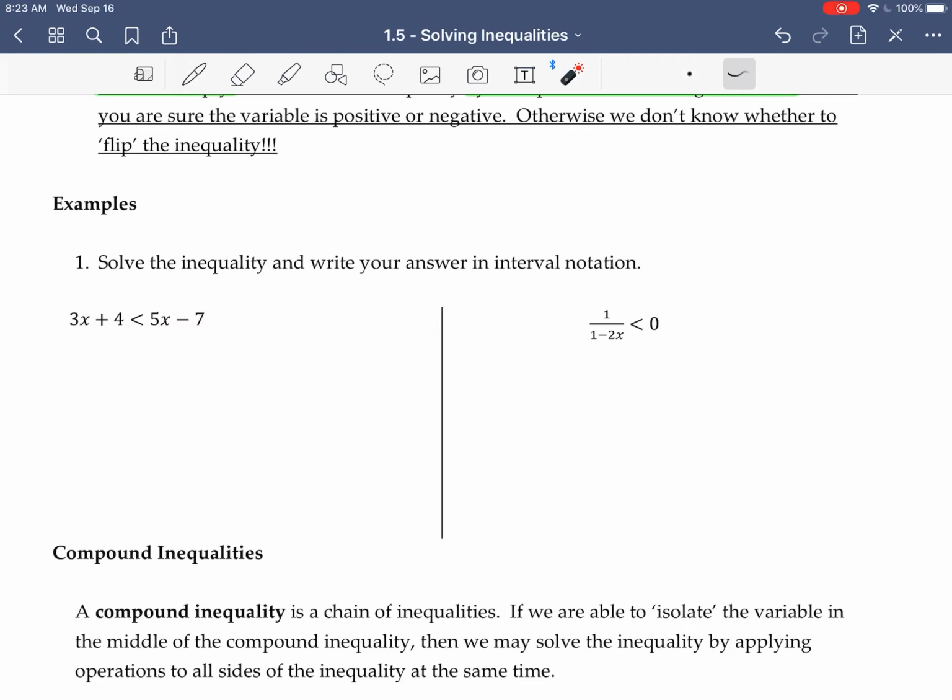Okay, so I want to solve for x. So what I want to do is put x's on one side. So let's subtract 3x on both sides, because that's going to get rid of it on the left side. Then I'm going to have 4 is less than 5x minus 3x, which is 2x, minus 7. Now I'm going to add 7 to both sides so that the x is by itself. That's going to give me 11 is less than 2x.